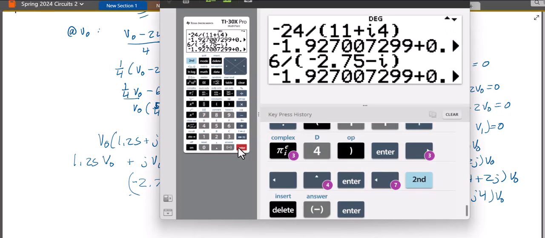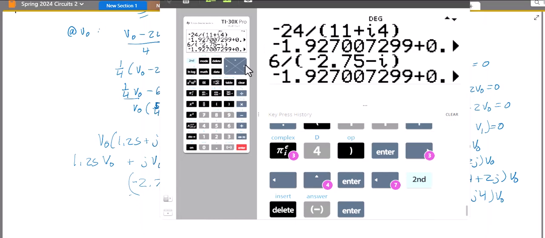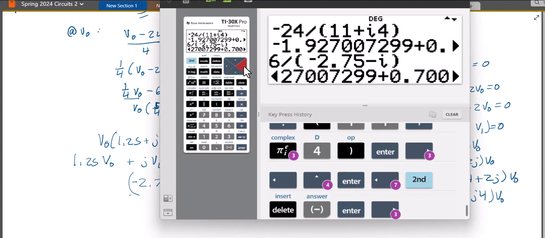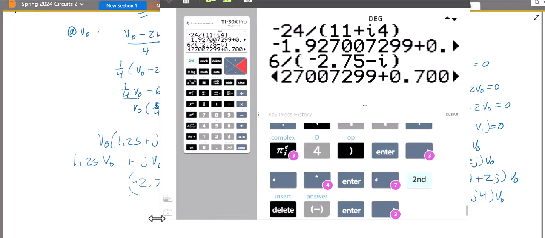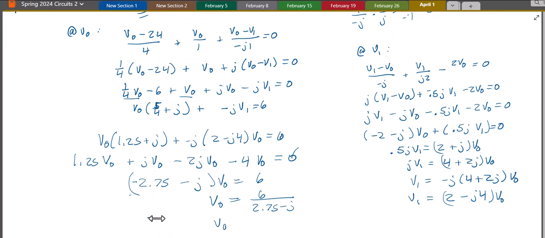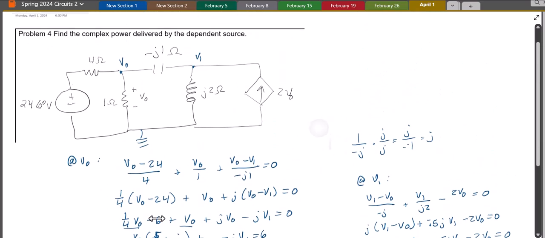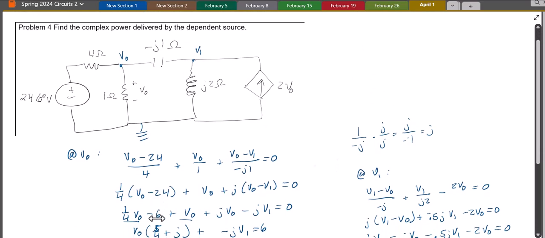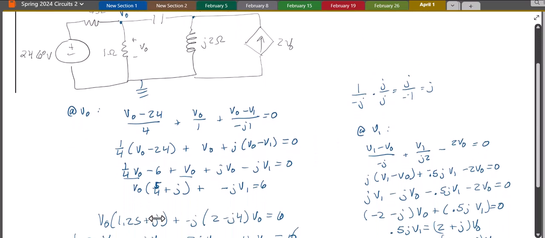I think that's right. So minus 1.93 plus J 0.700. And what are we looking for? Complex power delivered by the dependent source.